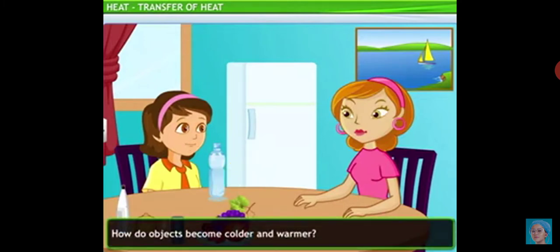Anne has a valid question. Have you also wondered about how objects become colder and warmer? The answer lies in the phenomena of transfer of heat.